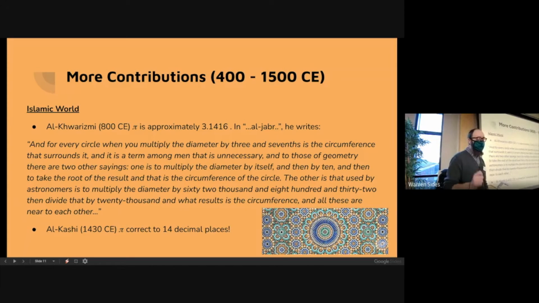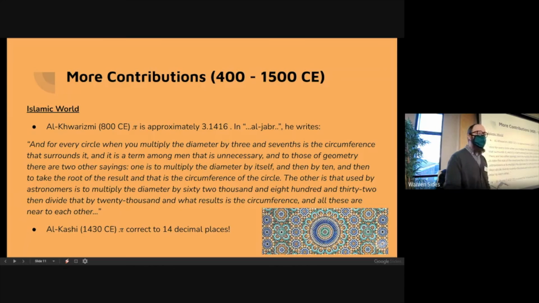62,832 divided by 20,000. That's pi. I have two questions for that. One, how? Right? And two, why? Especially after he says all of these are near to each other. It's like, no, that last one's actually really good. And I calculated it somewhere else. It's like 5 or 6 decimal places.